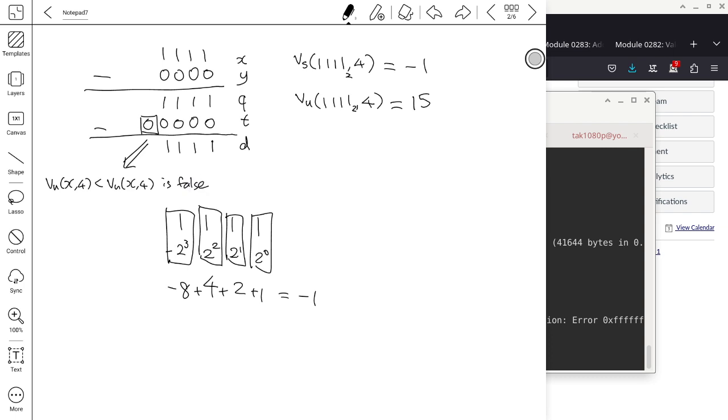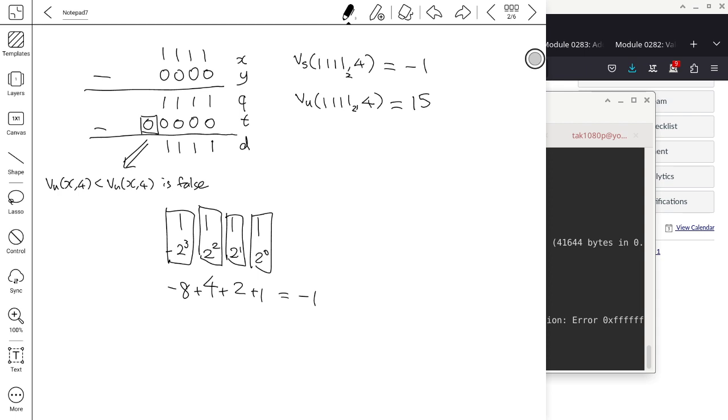Does that make sense to you? What is the VU of X4? It's on the whiteboard already. Someone can just read the whiteboard and tell me, what is the VU of X4? 15. And what is VU of Y4? 0. Okay. So 15 is less than 0 is false. That seems to confirm what I said earlier.